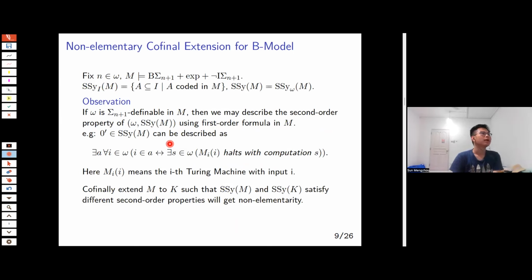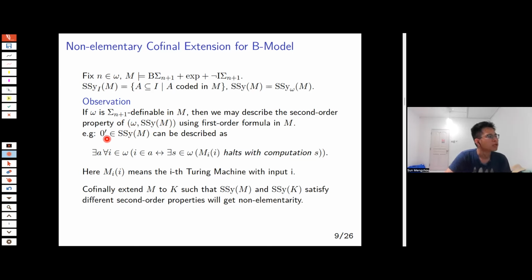Also, if omega is sigma plus 1 definable, then here's an observation. We use standard system of I of M to mean all the coded subsets of I in M, and standard system of M just means the coded subsets of omega in M. So here's the observation. We can use a first order formula to describe what is happening in our second order structure here, because we can make omega definable, which means that whenever we encounter a first order quantifier over omega, we can just replace it by a quantifier over M, but restricted to omega. And whenever we have a second order object, we can just replace it by the code.